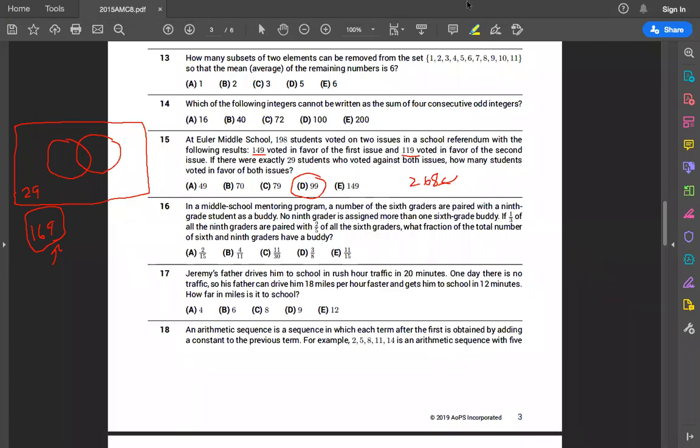In a middle school mentoring program, 6th graders are paired with 9th graders as buddies, and no 9th grader has more than one 6th grade buddy. We know that 1/3 of the 9th graders are paired with 2/5 of the 6th graders. We want to know what fraction of the total number of 6th and 9th graders have a buddy.